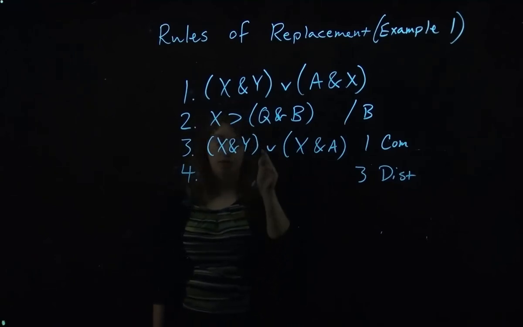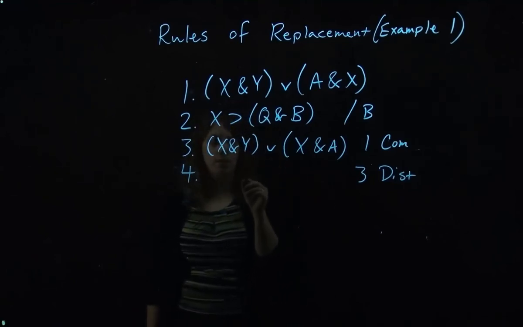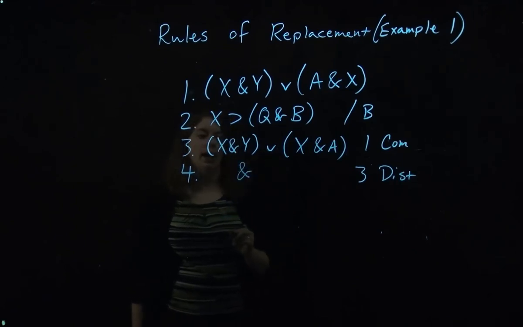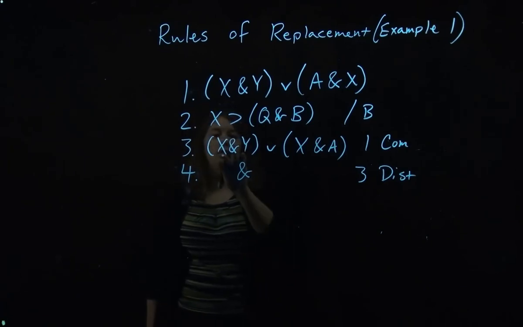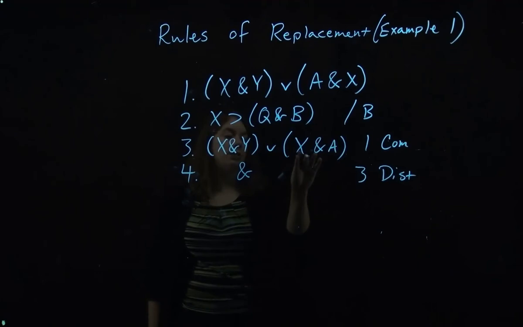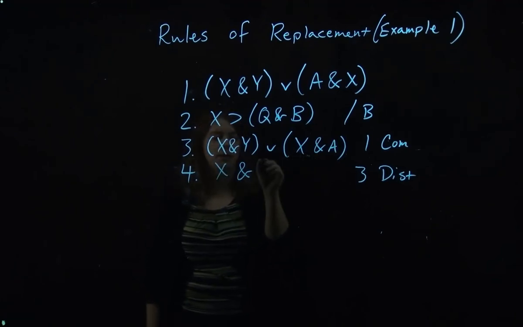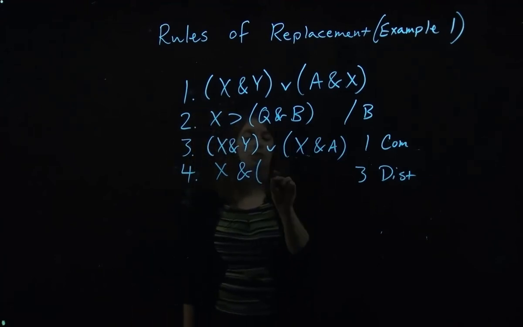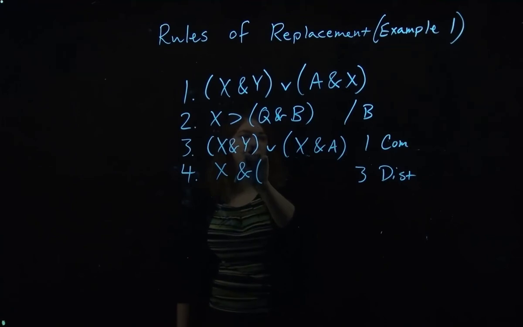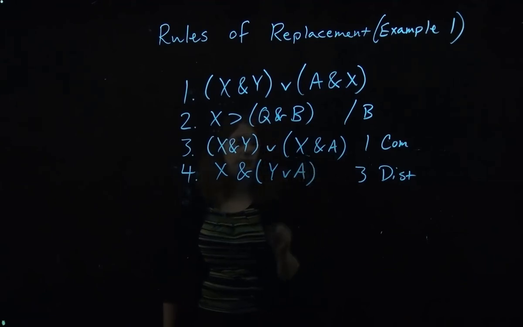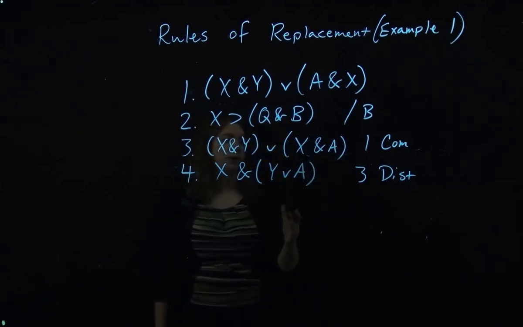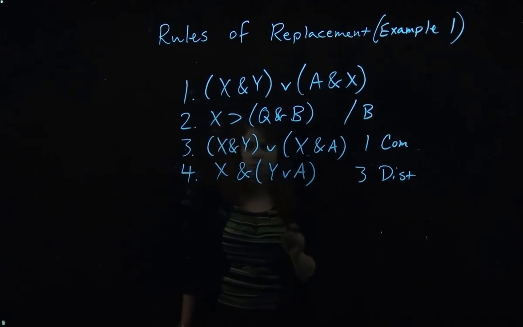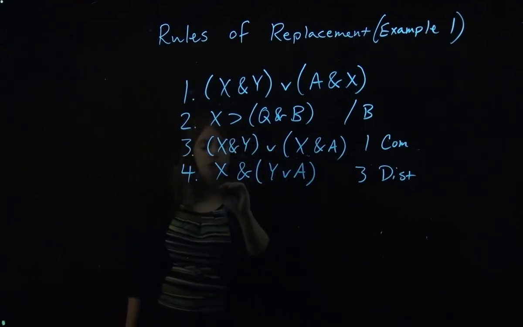With distribution, you change the main operator, in this case from a wedge to an ampersand, and then you pull out the letter that is the same in each conjunct, in this case X. And then you disjoin the two conjuncts to the right of each ampersand. So you go Y or A. Right? So now we have it. It took a few bits of twisting and turning, but we have our conjunction here.